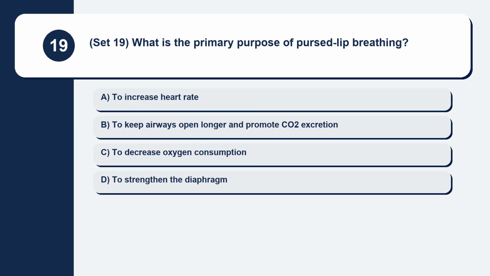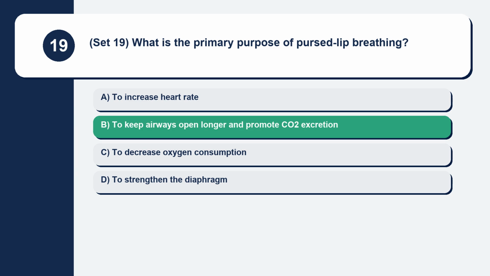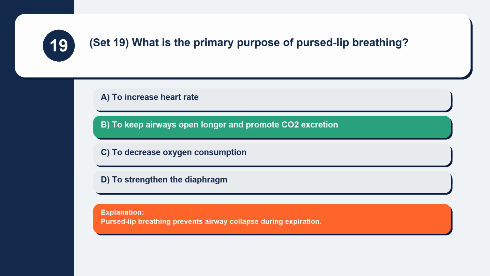Question 19. Set 19. What is the primary purpose of pursed lip breathing? To increase heart rate, to keep airways open longer and promote CO2 excretion, to decrease oxygen consumption, to strengthen the diaphragm. Pursed lip breathing prevents airway collapse during expiration.